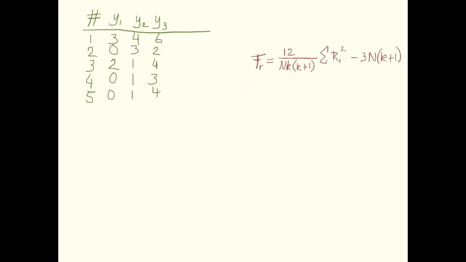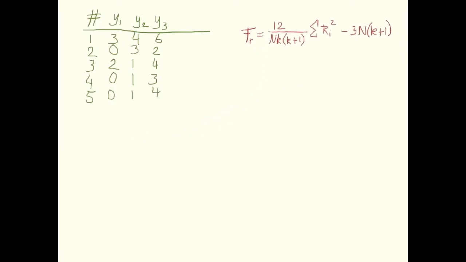Capital N stands for the number of participants, the number of test subjects. K stands for the number of measurement moments, and in this case, K equals 3 and N equals 5. We will work with an example regarding repeated measures. The table shows the values for 5 participants at measurement moments 1, 2, 3, or Y1, Y2, and Y3.